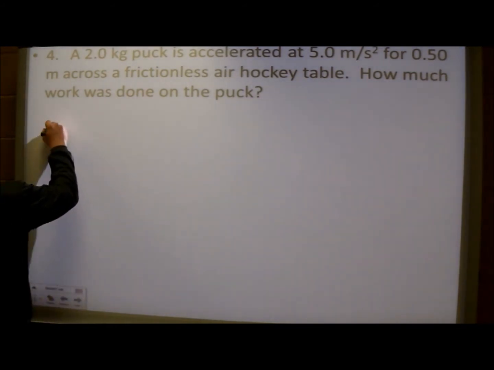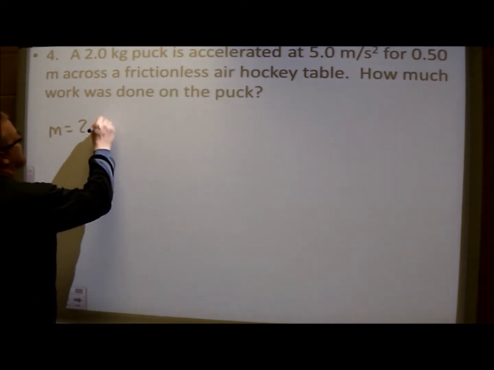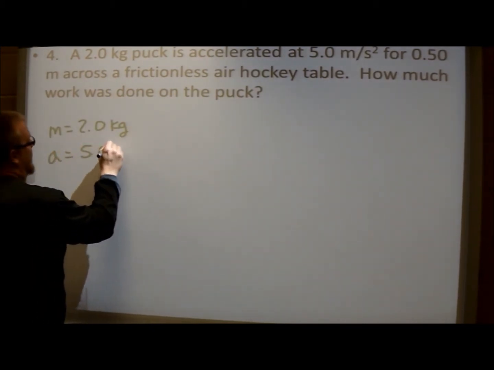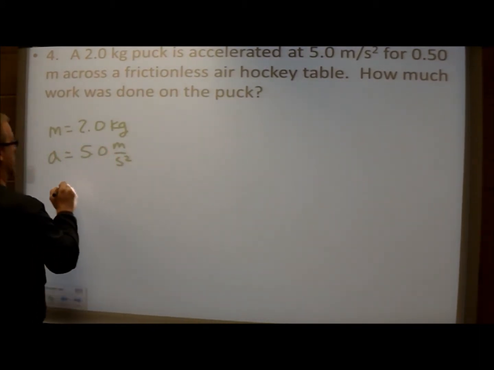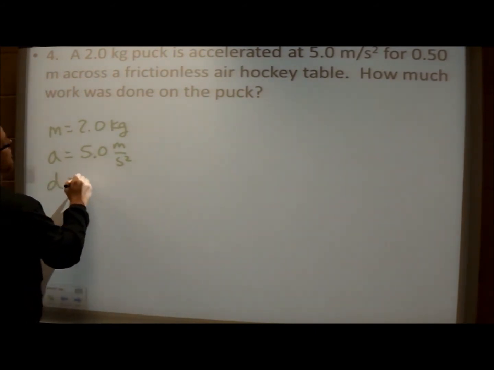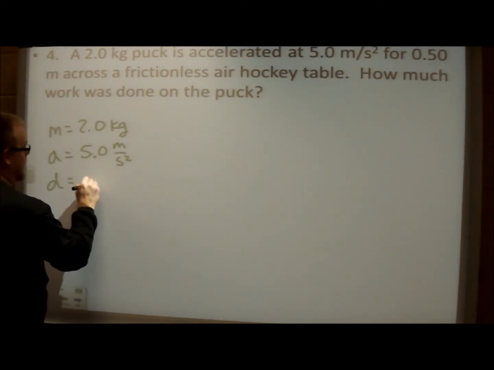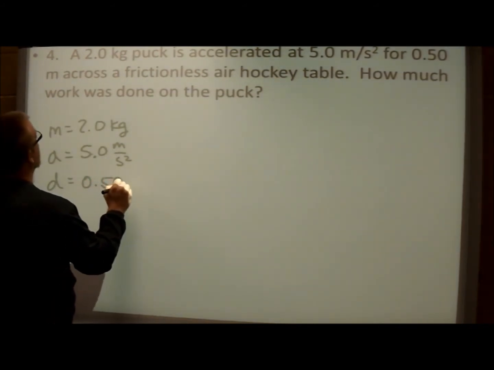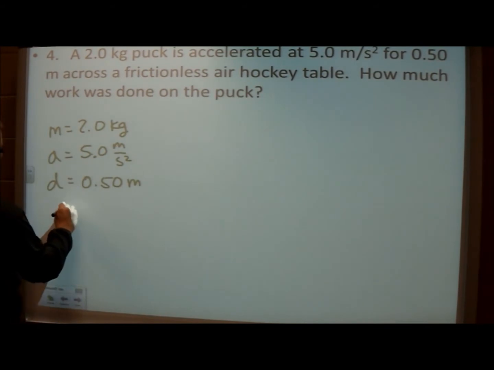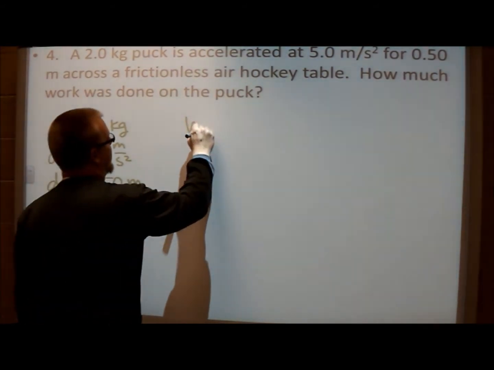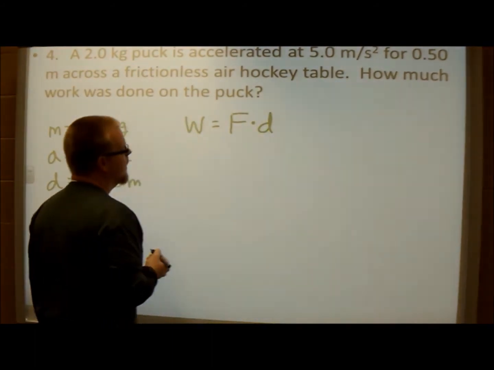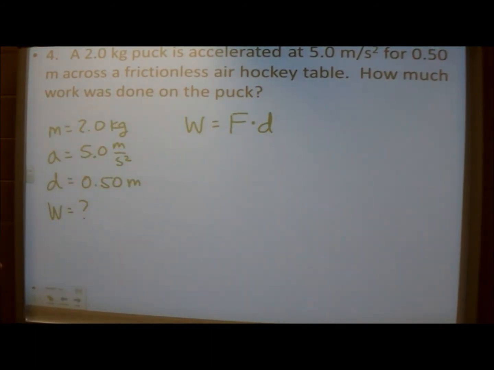Number 4, a 2 kilogram puck is accelerated at 5 meters per second squared, 0.50 meters across a frictionless air hockey table. How much work is done? There's no angle. We assume it to be 0. Cosine of 0 is 1. So we have work equals force times distance.